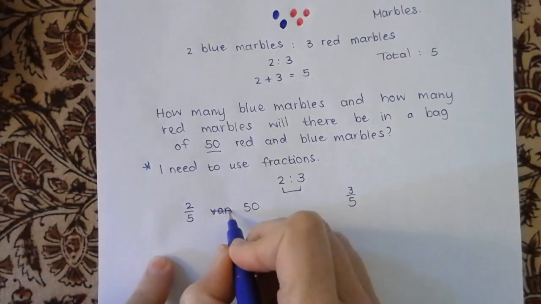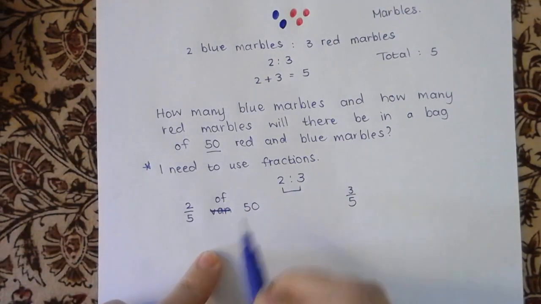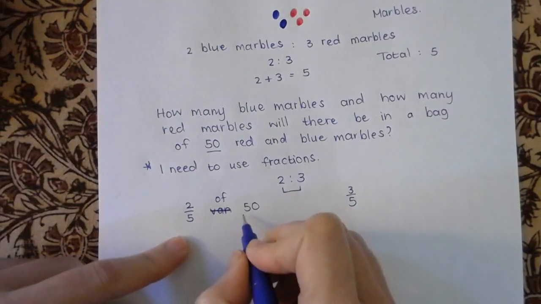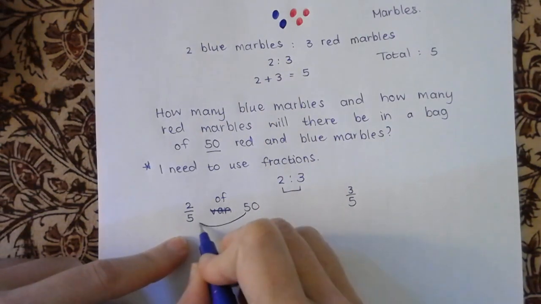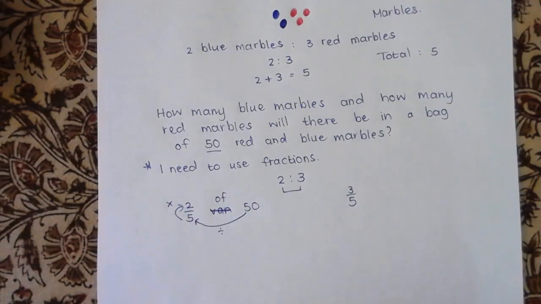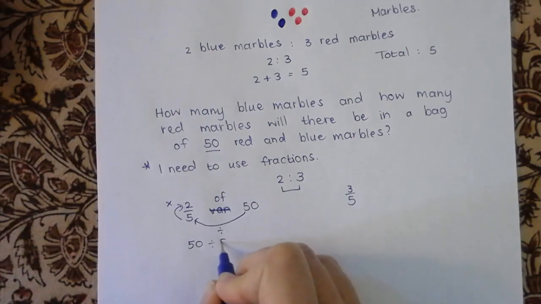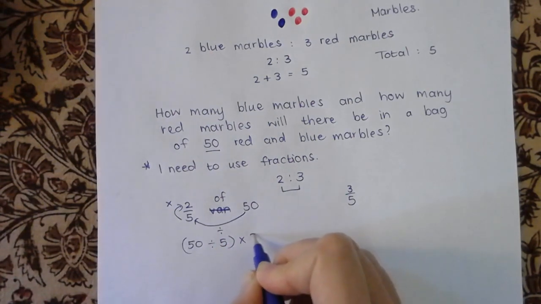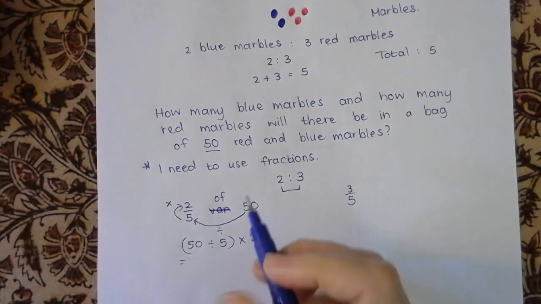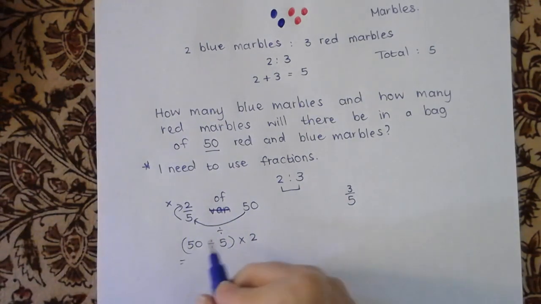Of 2/5 of 50. Remember, we did fractions where we calculate the fraction of a whole number in the first term. So just to refresh your memory, what we do is we divide by the denominator and we times with the numerator. So you're going to say 50 divided by 5 multiplied by 2 with the top number. So you divide by the bottom number and multiply with the top number. Or in other words, 50 divided by the denominator and multiply with the numerator.